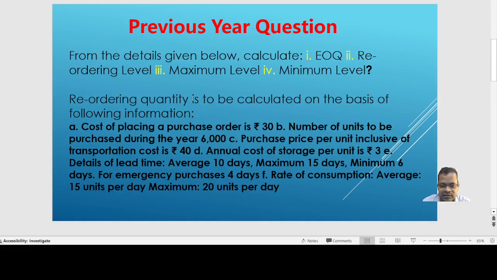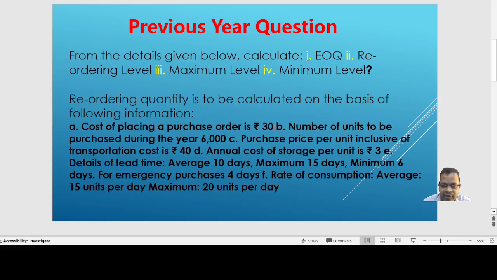We'll understand the concept through a previous year question that came in CMA Inter, the Institute of Cost Accountants of India's Inter exam. The question says, from the details given below, calculate one, EOQ, economic order quantity, reordering level, maximum level and minimum level. The reordering quantity is to be calculated on the basis of the following information. Here it says the cost of placing a purchase order is 30.